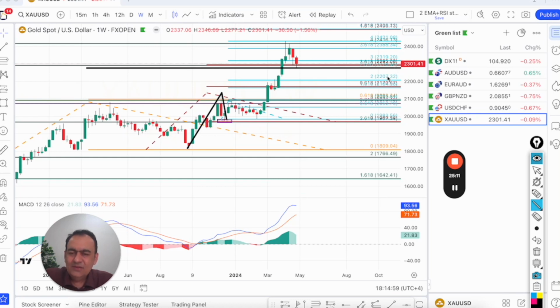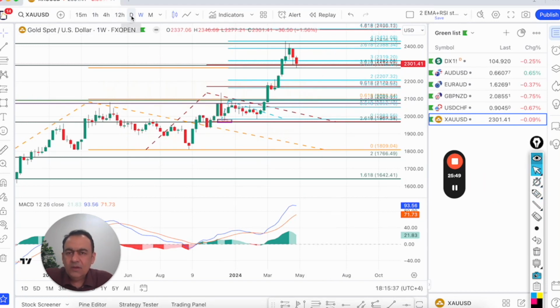The zone is precisely around 2275 to 2280. So until I see a break below 2280, I cannot expect gold to move further downwards. If it breaks below 2280, then we can expect gold to touch the price level of 2207 to 2170, only if we get a break below 2280, which is not yet done.